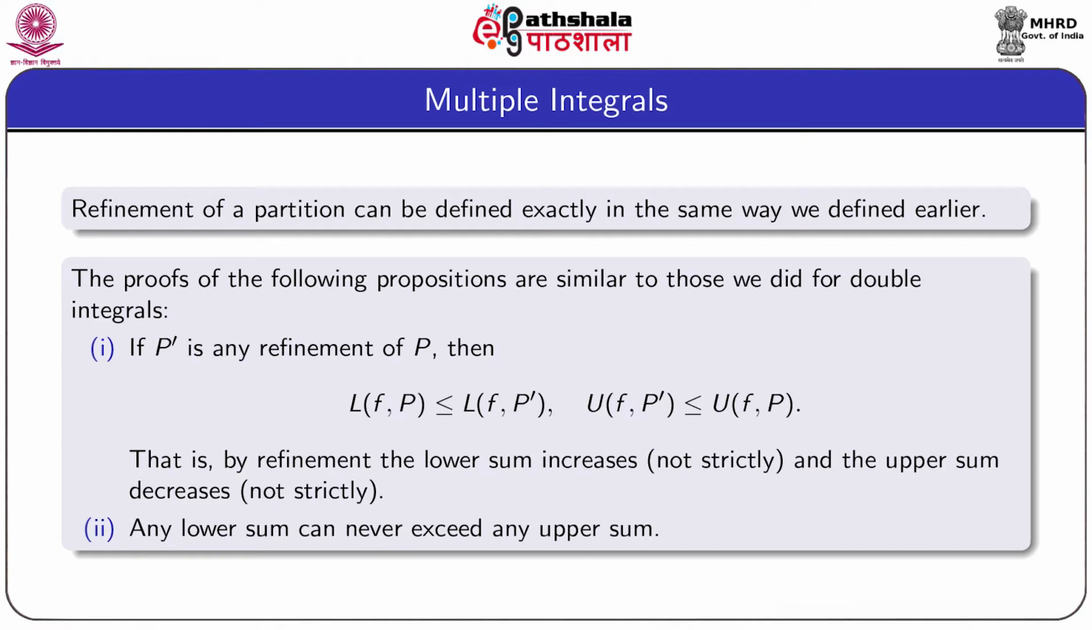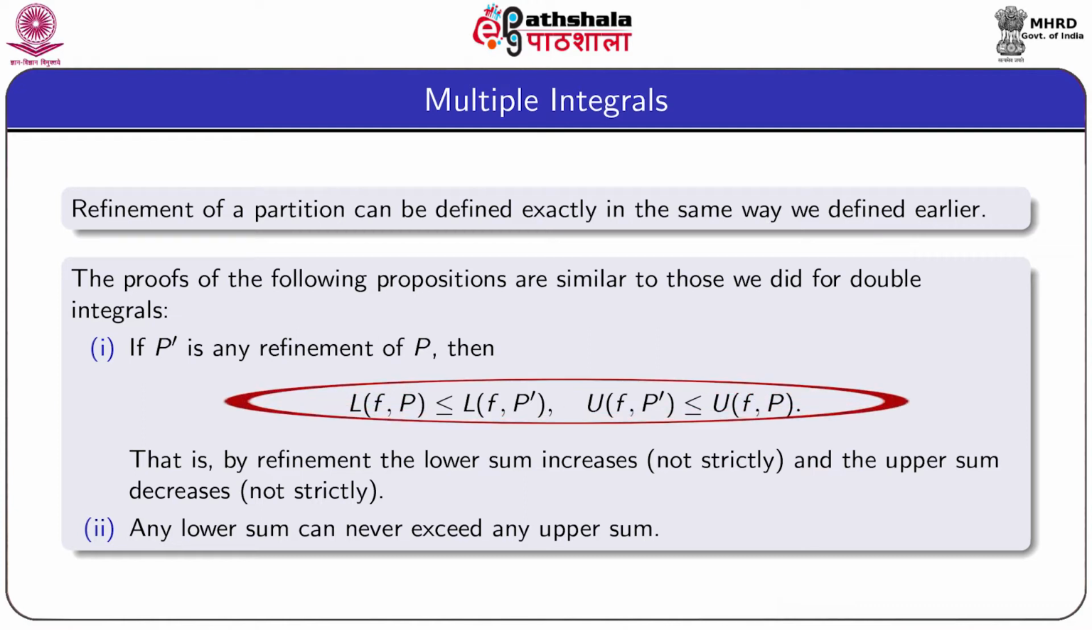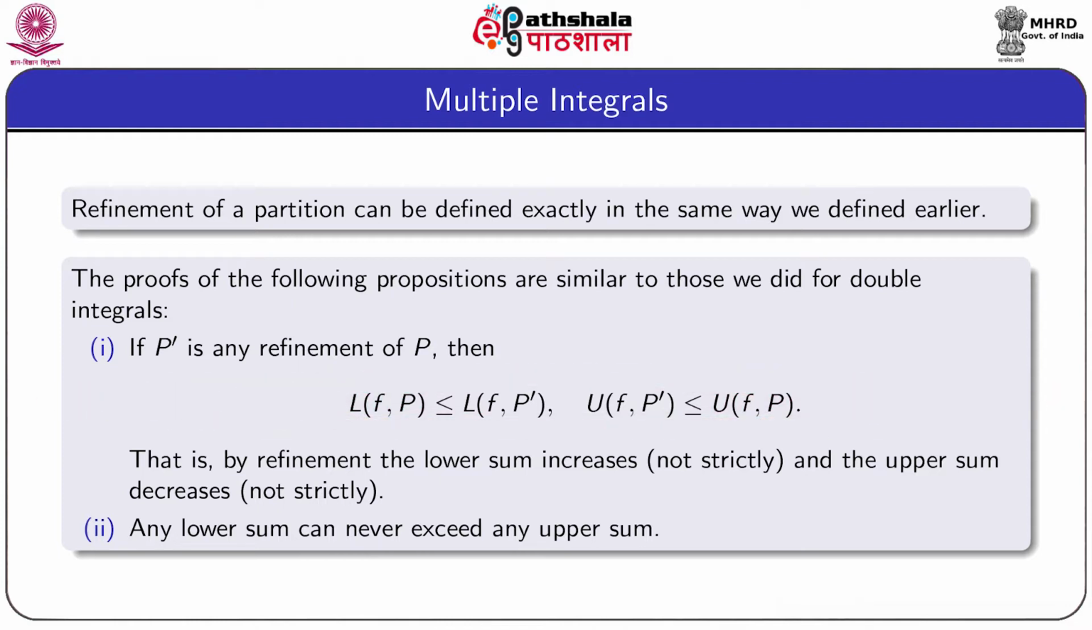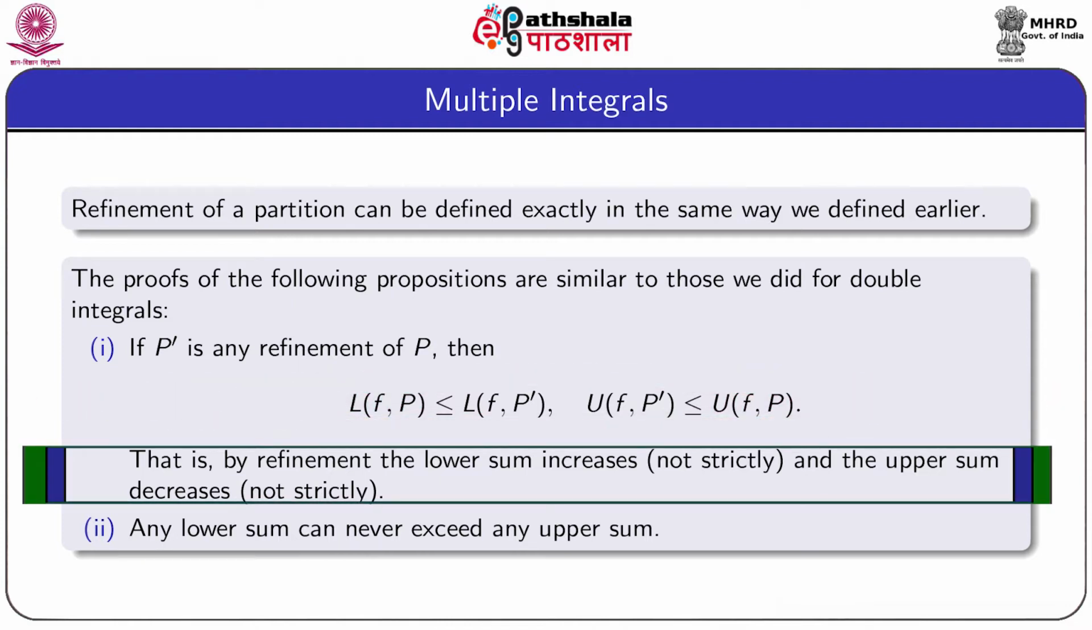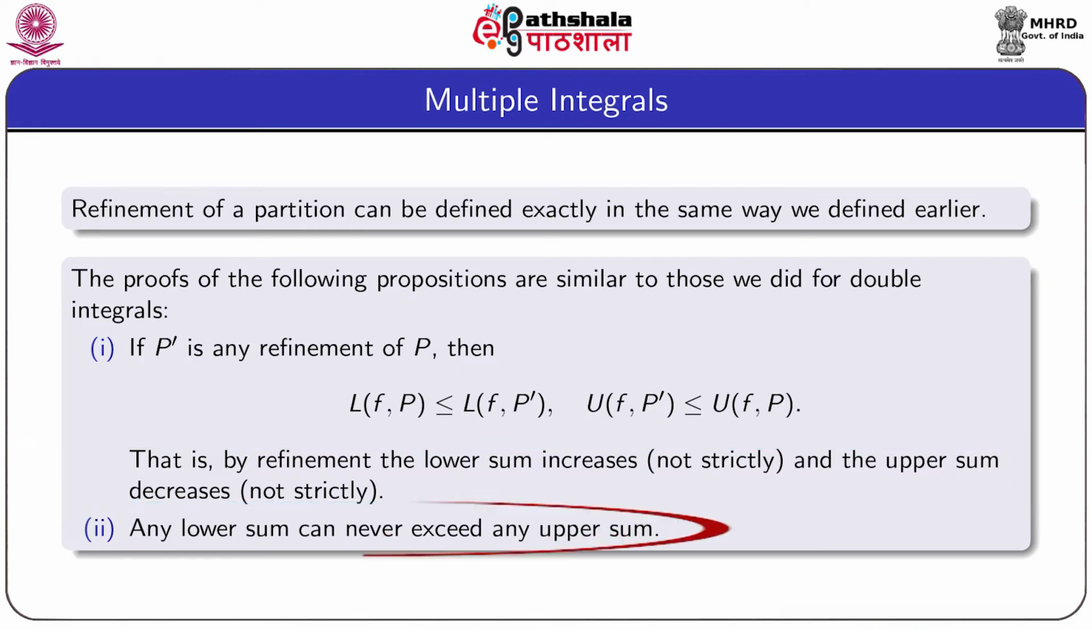Refinement of a partition can be defined exactly in the same way we defined earlier for the double integral and for the Riemann integral. The proofs of the following propositions are similar to those we did for double integrals. First one: if P' is any refinement of P, then L(f,P) is less than or equal to L(f,P') and U(f,P') is less than or equal to U(f,P). This implies that by refinement the lower sum increases and the upper sum decreases. It may not be strictly. Second proposition: any lower sum can never exceed any upper sum.